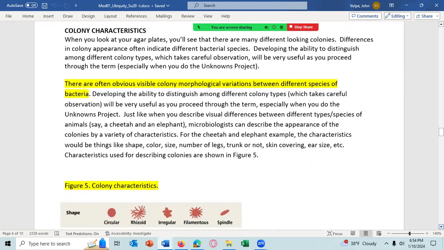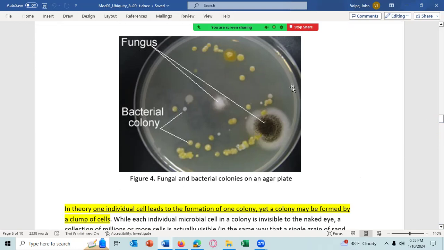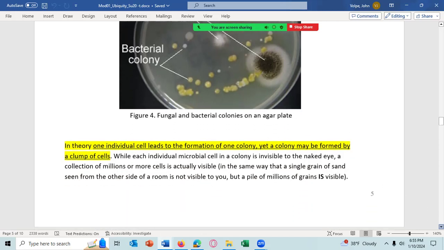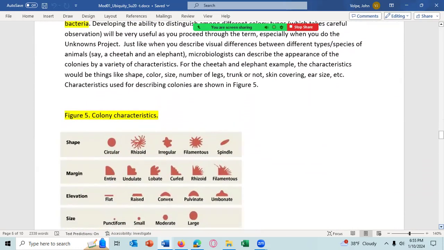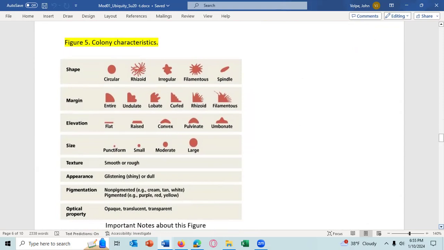There are some obvious visible colony morphological variations between different species of bacteria, and that's why that looks different than that. And then these two are probably the same species, which is why they look similar. And that one and this one are also different than those. So you can use those differences to characterize different colonies and say that one colony is one species and another colony is another species. There are different characteristics you can use.